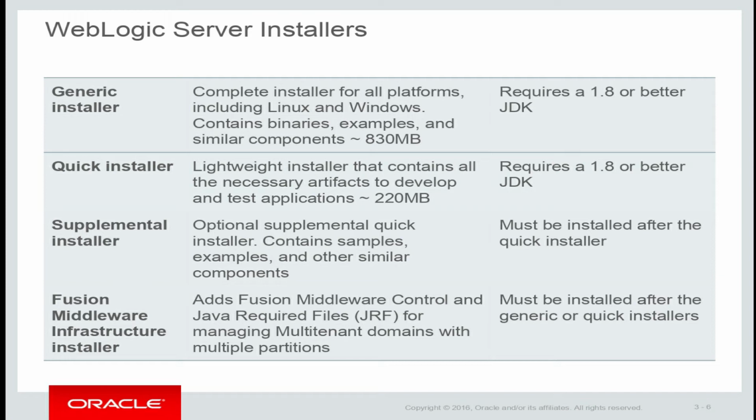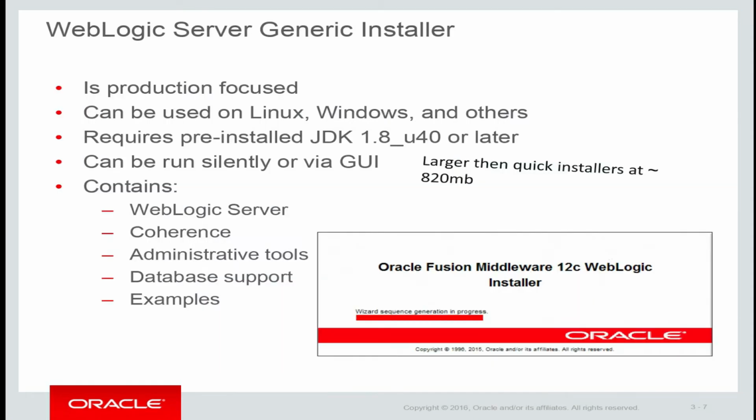Fusion Middleware Infrastructure is, you can say, the enterprise version of the WebLogic installer, and it is for production installation. It has all the components of WebLogic, and it is called the infrastructure installer because it provides everything to lay down the infrastructure of WebLogic.